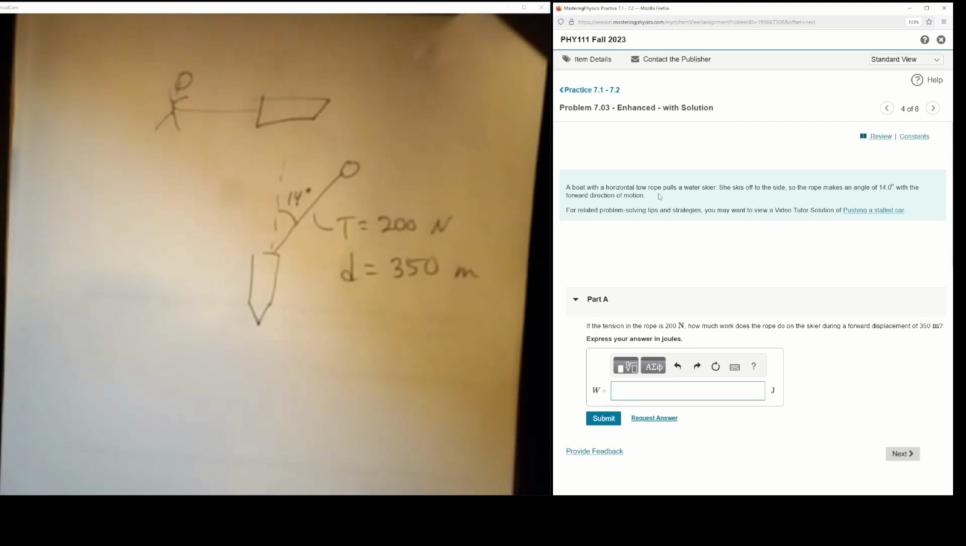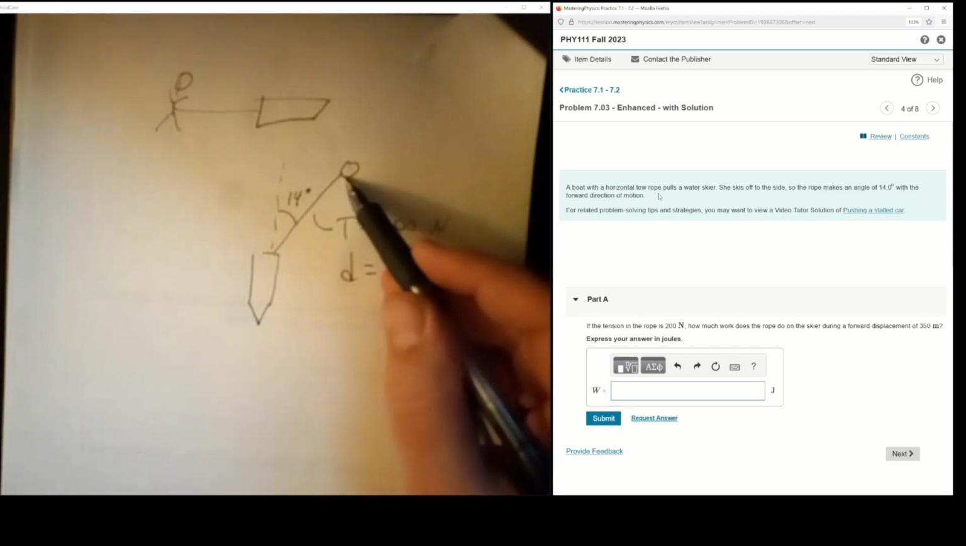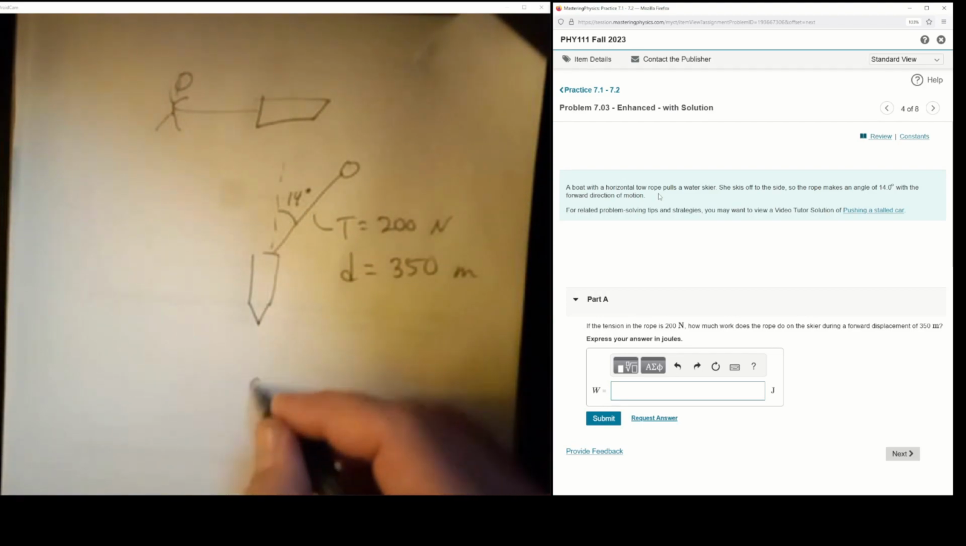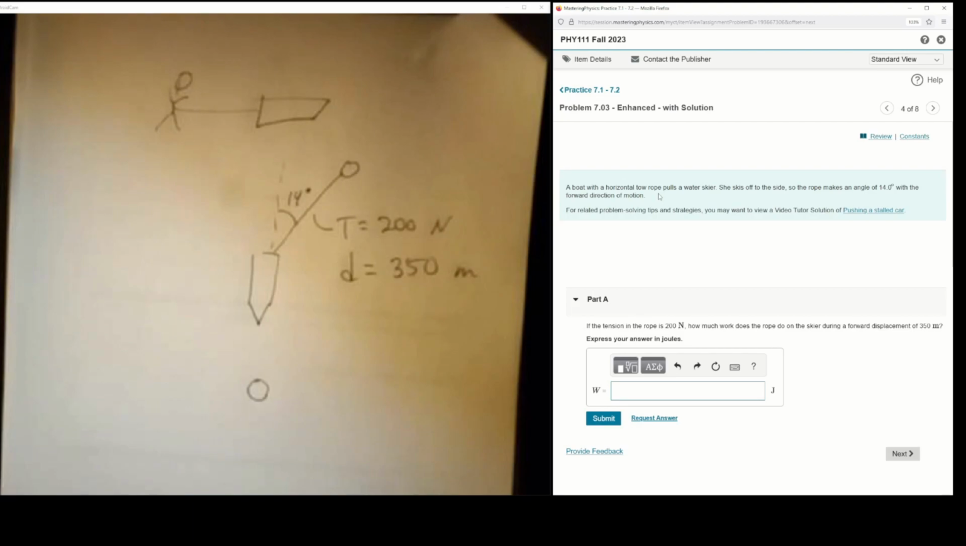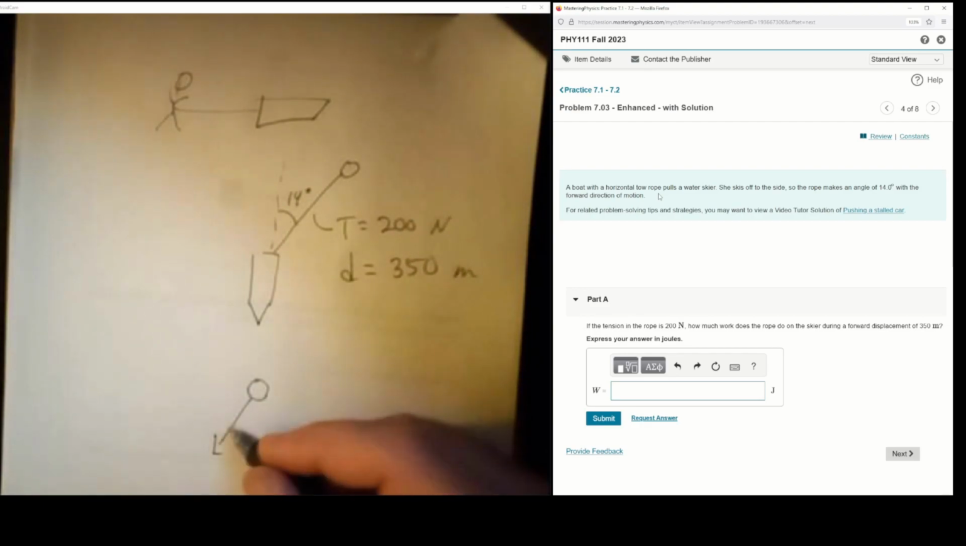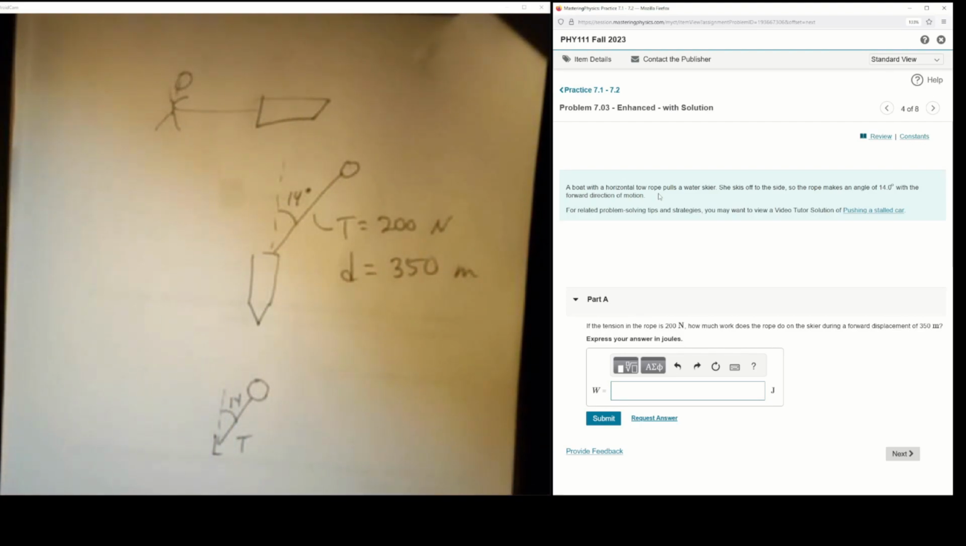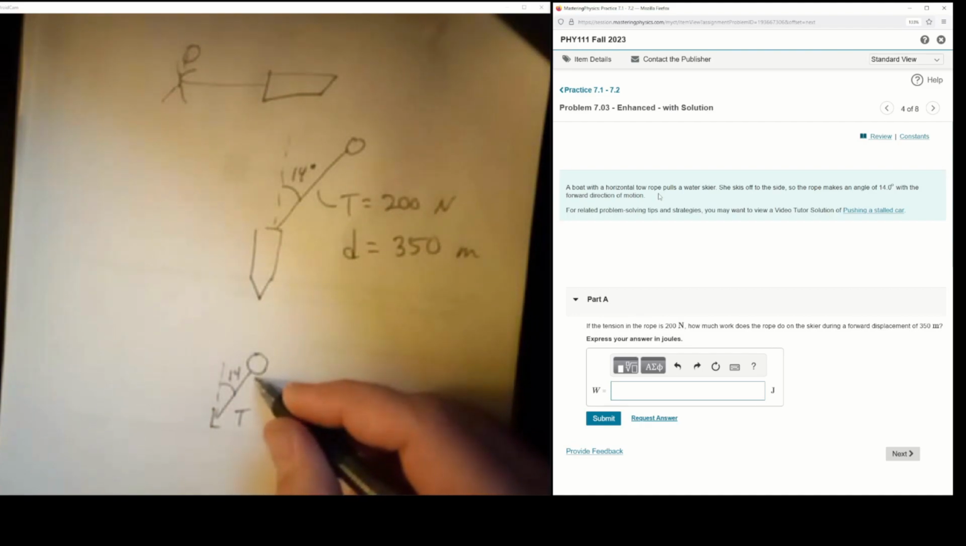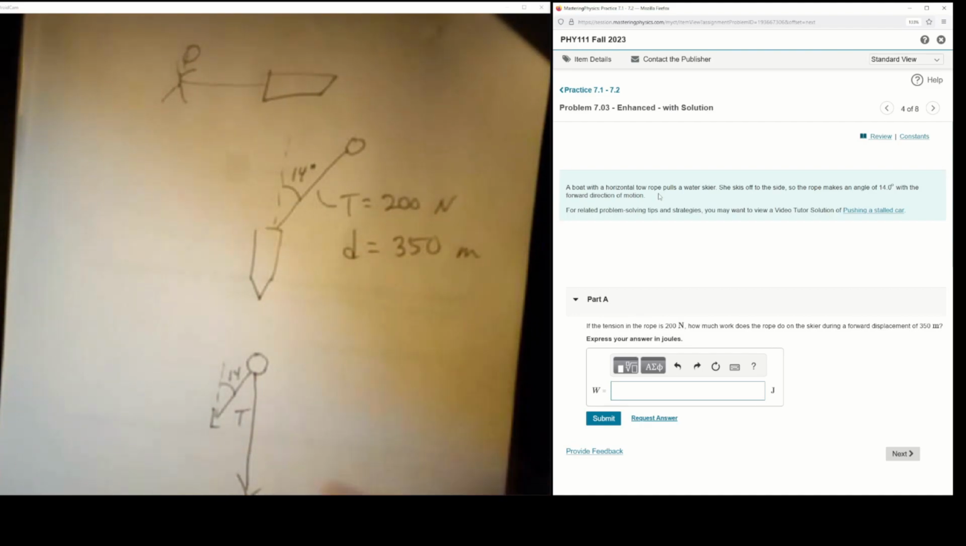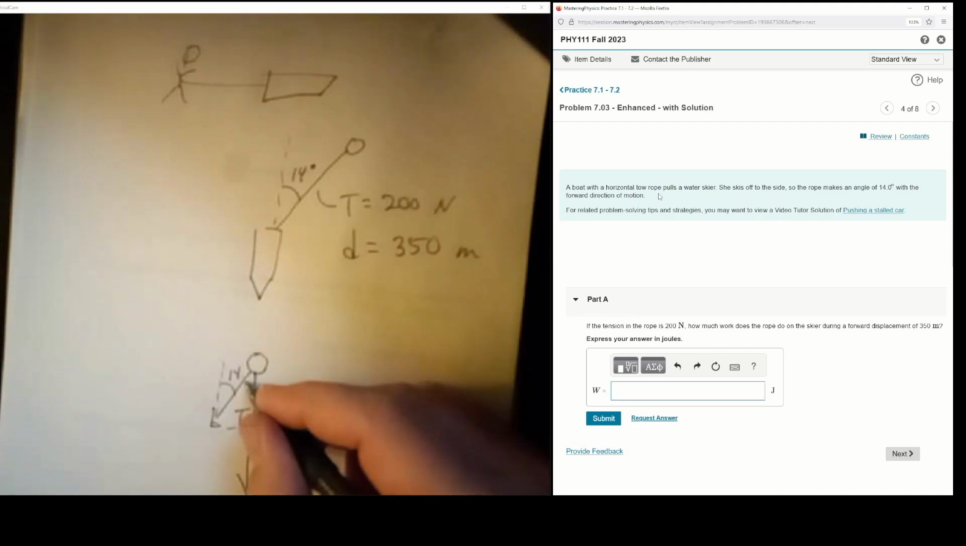So let's take a look. Tension on the skier. Let me just draw the skier for a moment. Remember, we're looking down at a skier, so there's the top of their head. And there's a tension that's pulling them this way, and our angle here is 14. And their displacement is this. That's their displacement.